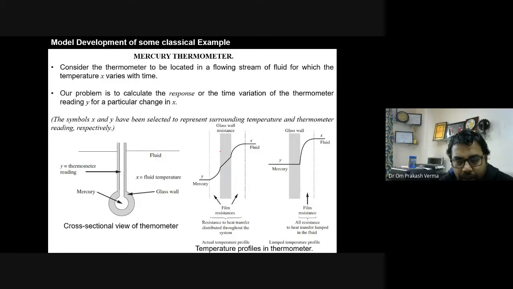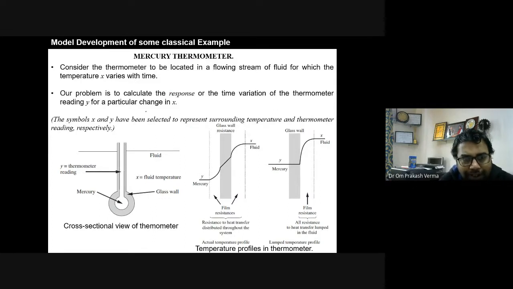As you know, the distributed parameter model is not very easy to develop or to solve once developed. So, to avoid the complexity of the distributed parameter PDE, we generally describe the model as a lumped parameter model, that is, the simple model, right? So how is the mercury thermometer going to work?